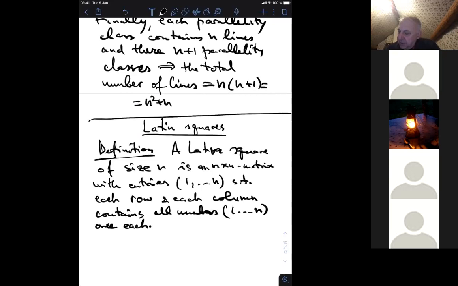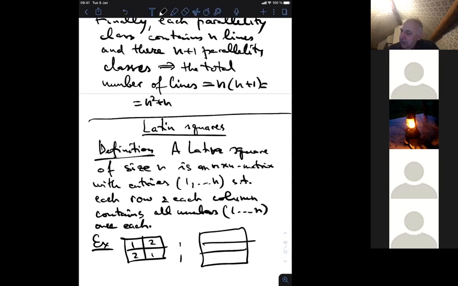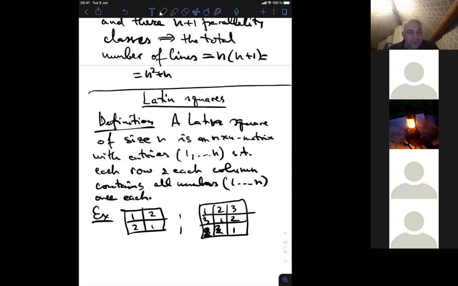So let me give you some basic examples. The Latin square of size 2 is, of course, such a thing, for example, or you can switch rows and columns, but essentially this is the only one. The Latin square of size 3 is 1, 2, 3, then 2, 3, 1, then 3, 1, 2. This is a Latin square of size 3.